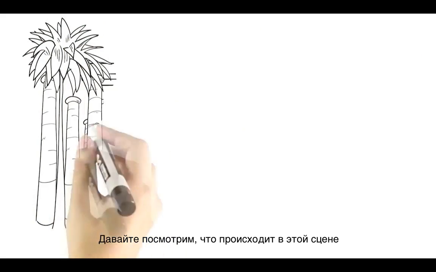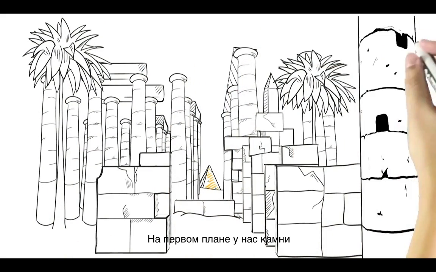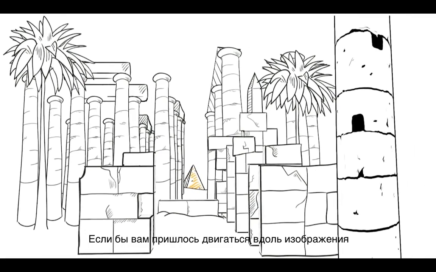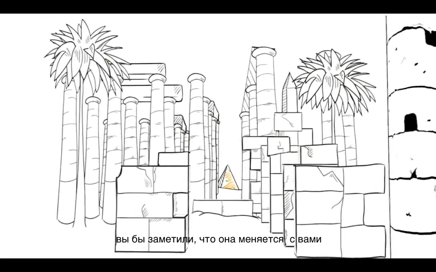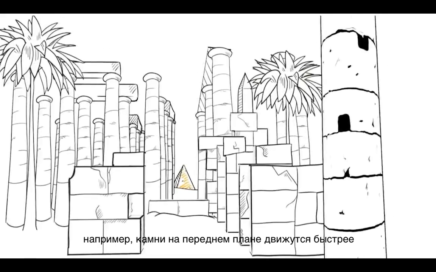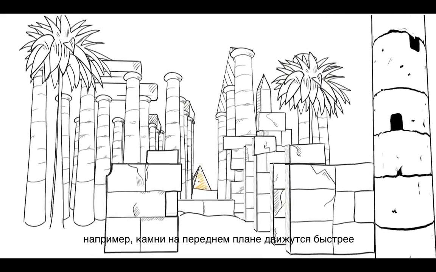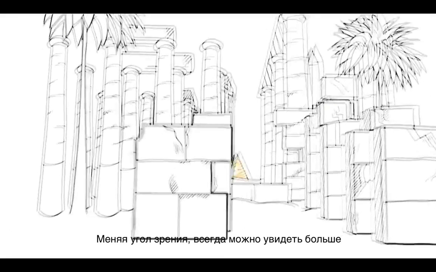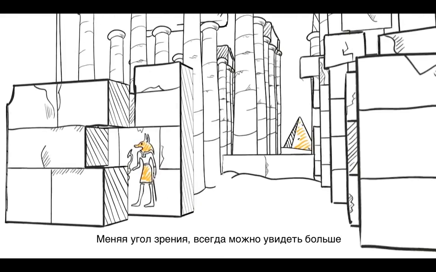Let's take a look at what's happening in this scene. In the foreground, there are carved stones. In the middle ground, there is a second row of stones that may have once served as an entrance to what we see off in the distance, a spectacular pyramid. If you were to move around the scene, you would notice that it changes with you. The stones in the foreground, for example, move at a faster pace than the pyramid in the background. There is always more to see by changing your perspective.